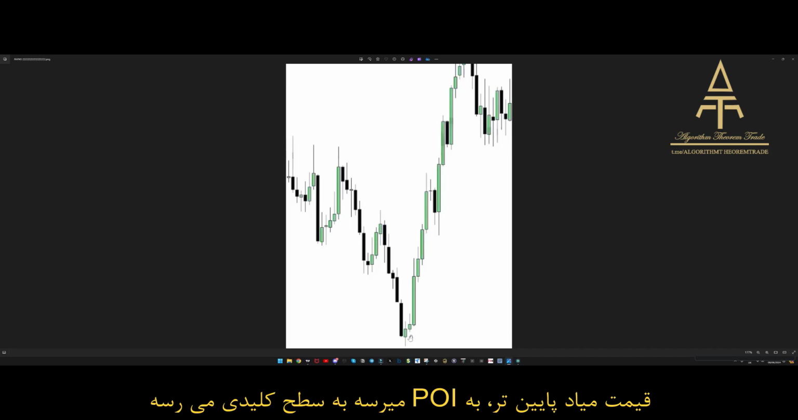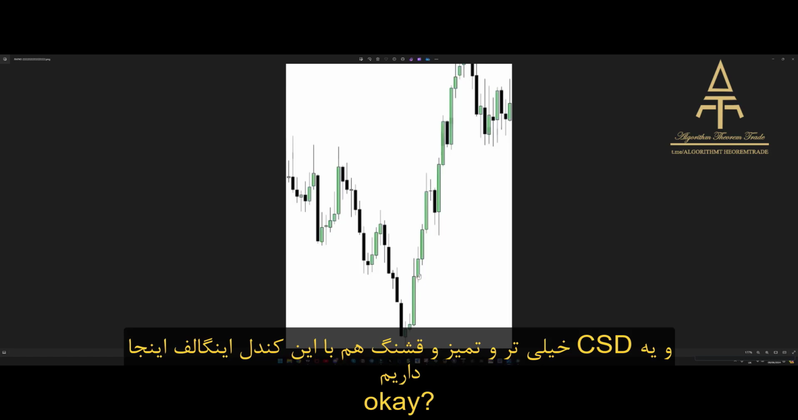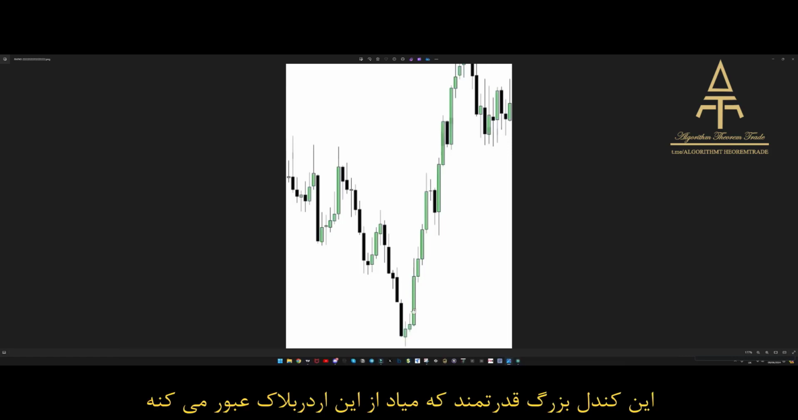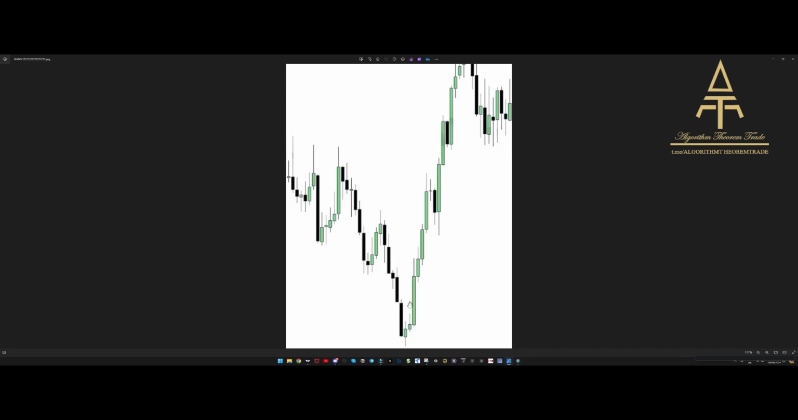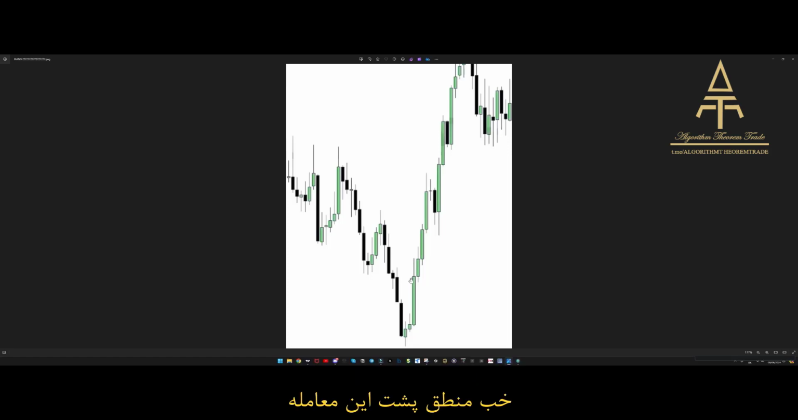Price comes lower, hits the POI, hits the key level. We then get a rejection wick on the bottom. Okay? And then we also get a nice clean CSD with this large engulfing candle here. Okay? This big powerful candle that displaces over the order block. Right? Very basic for some of you, but this is where it starts getting technical. So the logic behind this trade, right, this entry model, is this.